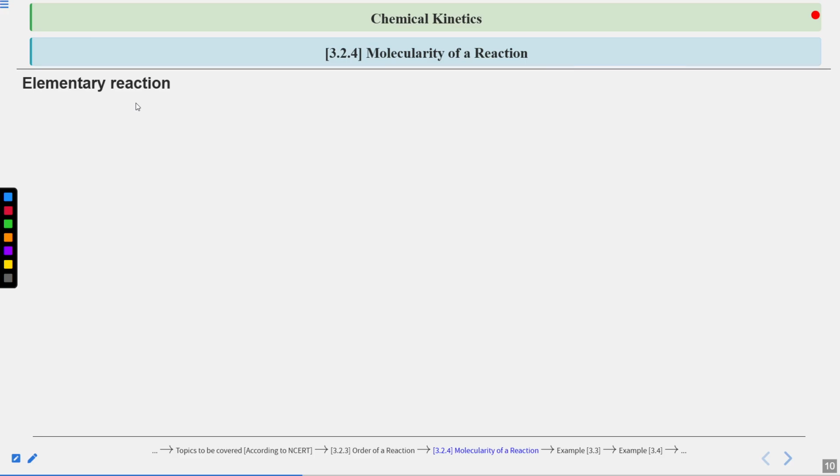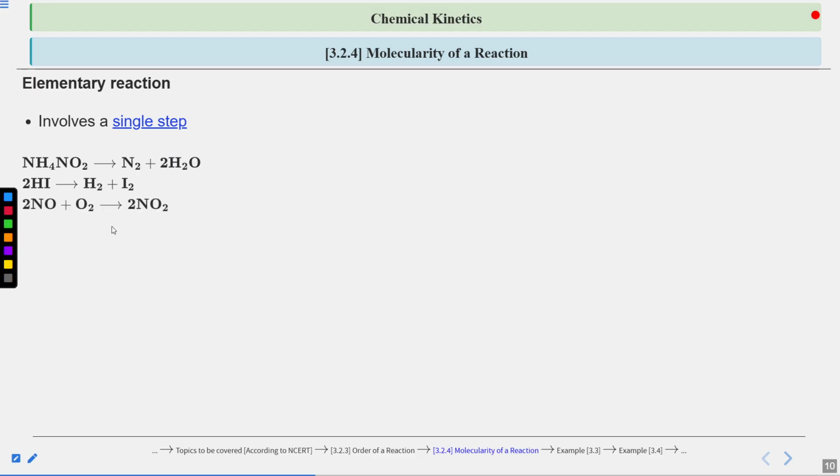Now let's talk about the elementary reaction. They involve a single step, that's why the name says elementary. That means they complete in a single step. So NH4NO2 converting to N2 plus 2H2O, 2HI giving us H2 plus I2, and 2NO plus O2 giving us 2NO2. These are examples of elementary reactions. Only a single step is involved in them.